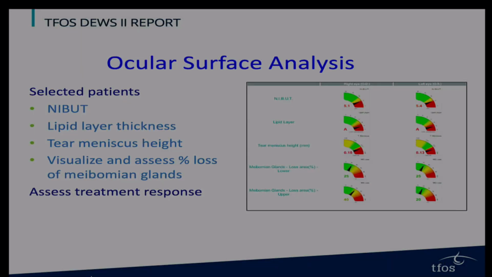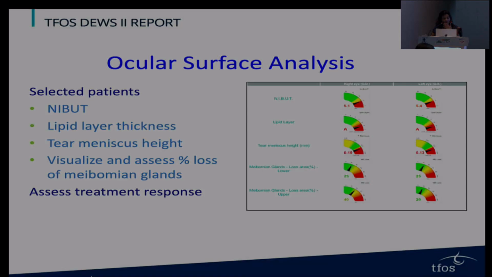Classify them into evaporative or aqueous deficient dry eye, and then treat accordingly. But I think it is very important to know that the mixed pattern is very common, which we underestimate. And of course, ocular surface analysis: new machines are coming in every time. We see new companies come in with a new set of machines, and there is a whole jigsaw puzzle of machines.